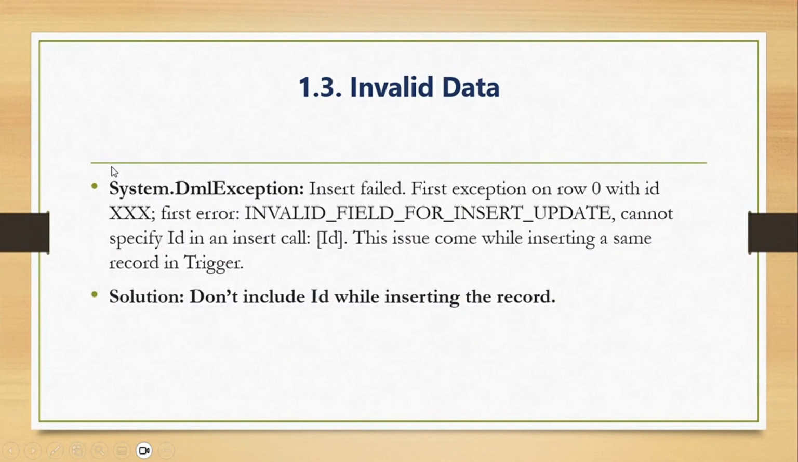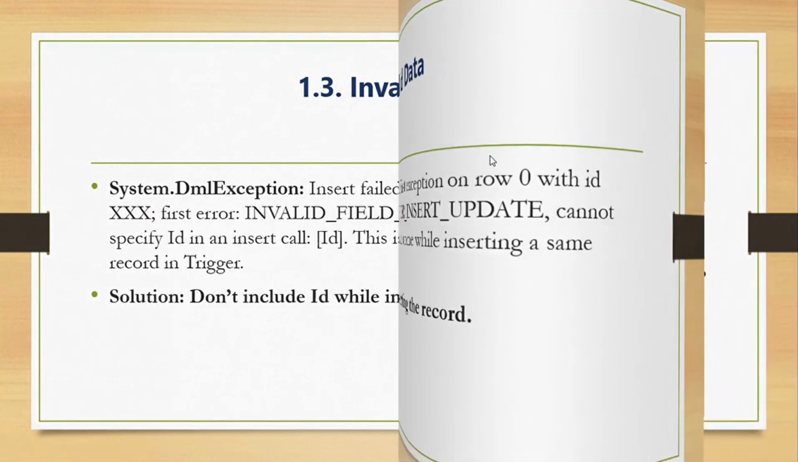Invalid data. System.DmlException: insert failed. First error on row 0 with ID: invalid field for insert update, cannot specify ID on an insert call. This issue comes while inserting the same record in a trigger, so don't include the ID while inserting the record.